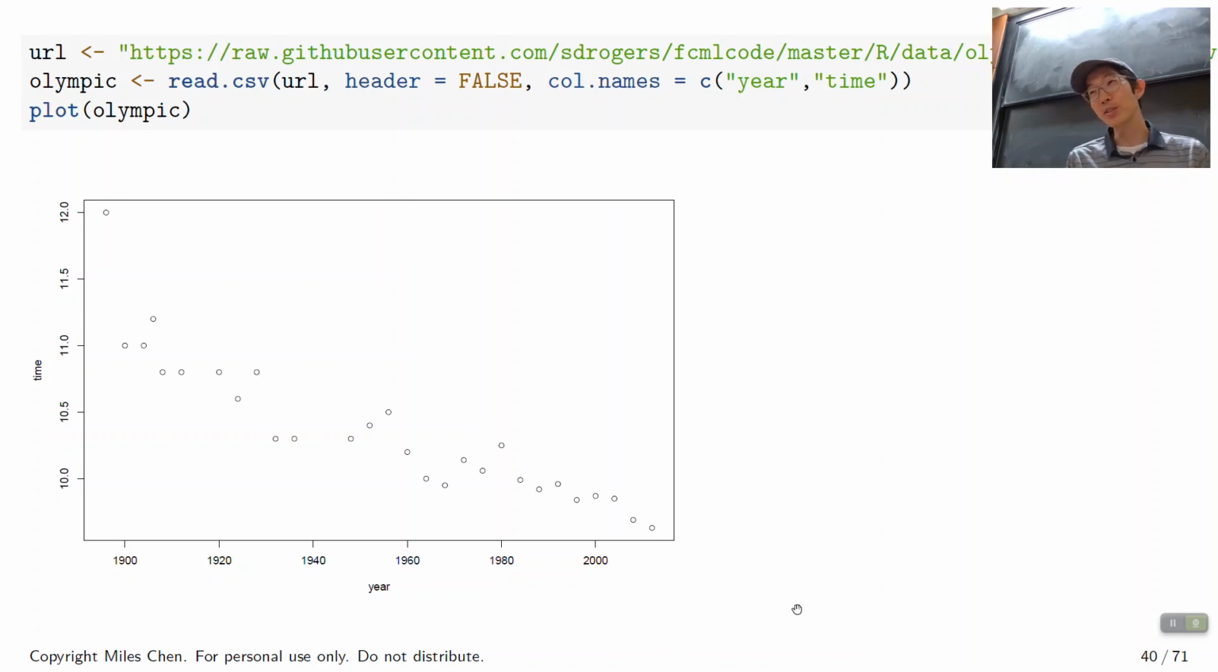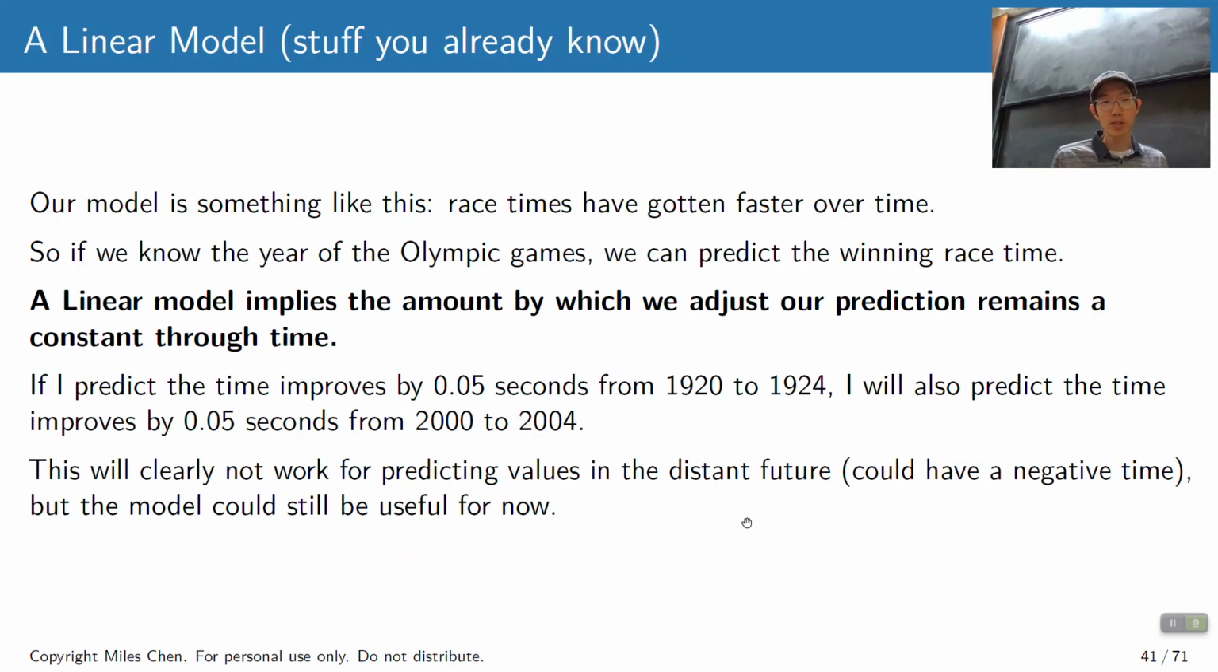And now we can measure things to the thousandth of a second. But we see over time that the winning gold medal race times got faster, in general. Here it got a little bit slower, but overall, as time went on, the winning race times got faster. So we can say, if we know the year of the Olympics, we can predict the winning race time, right? And we might say, let's fit a linear model.